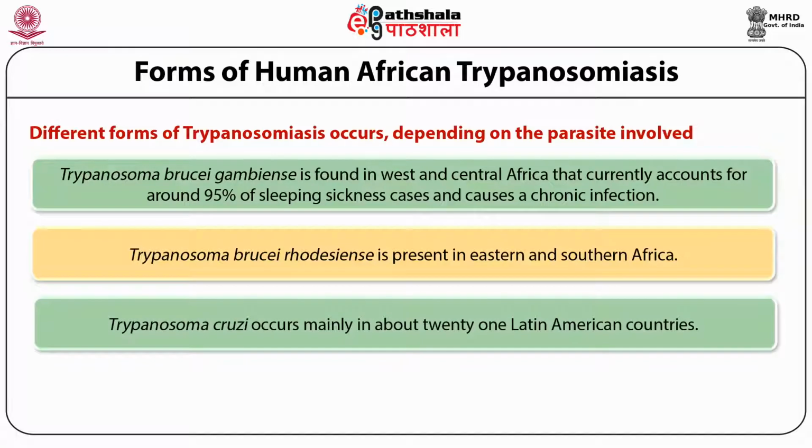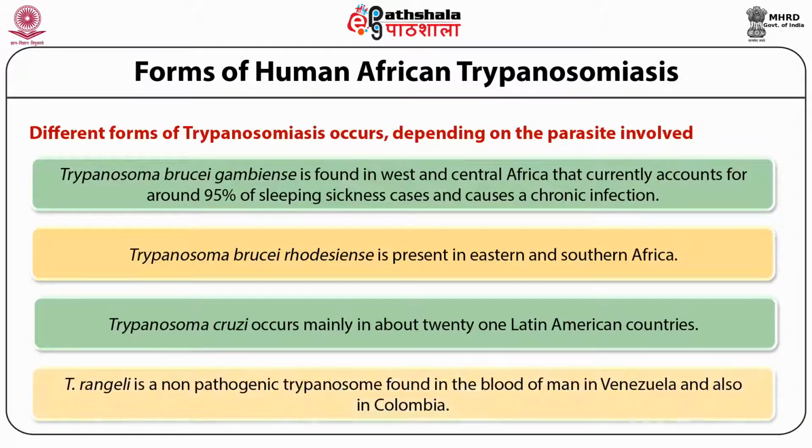Trypanosoma cruzi occurs mainly in about 21 Latin American countries. It is called American Trypanosomiasis or Chagas disease, and the causal organism is a different species from those causing the African form of the disease. Trypanosoma rangeli is a non-pathogenic trypanosome found in the blood of men in Venezuela and also in Colombia.